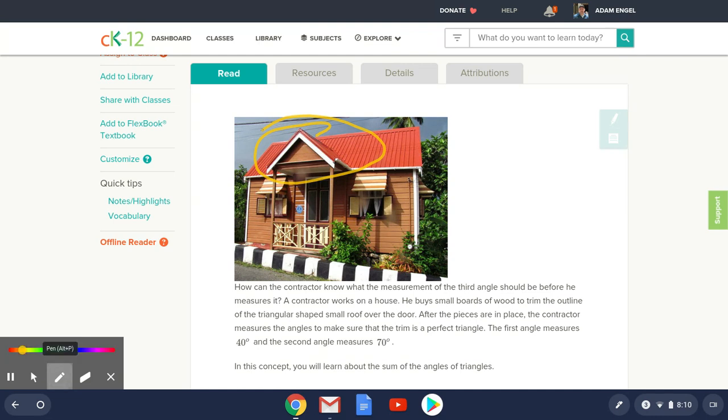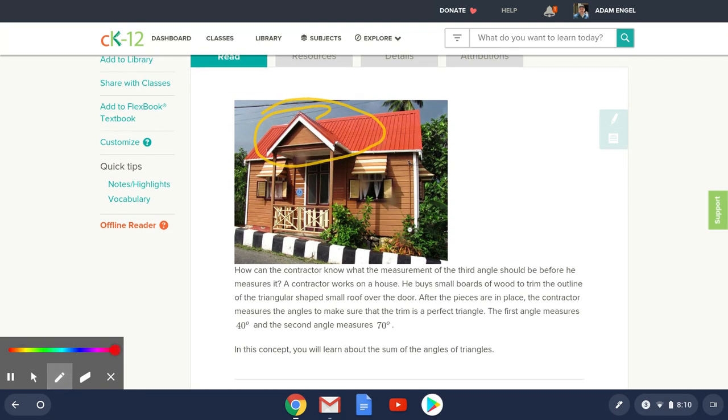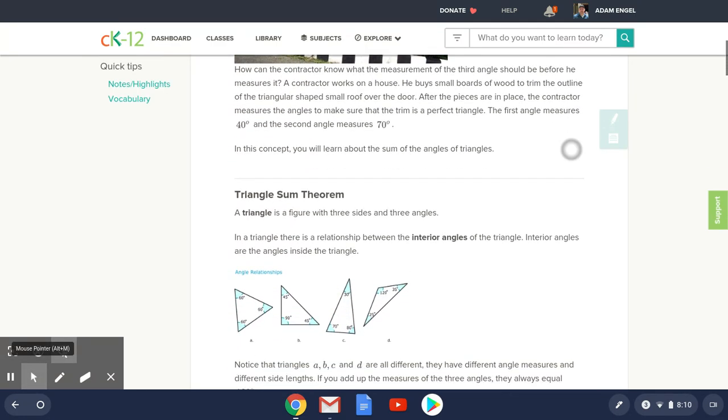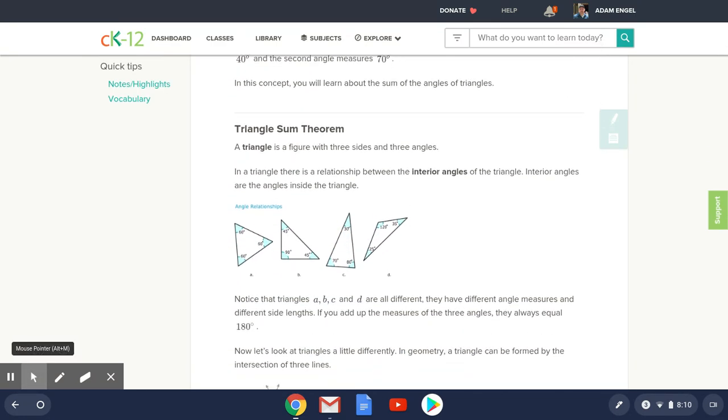So we want to figure out, if the first angle measures a perfect 40 degrees, and the second angle measures a perfect 70 degrees, what this last angle measures. We are going to figure this out. We're going to do the math here. So in this concept, we are going to learn all about the sum of the angles of triangles. A triangle is a figure with three sides and three angles.